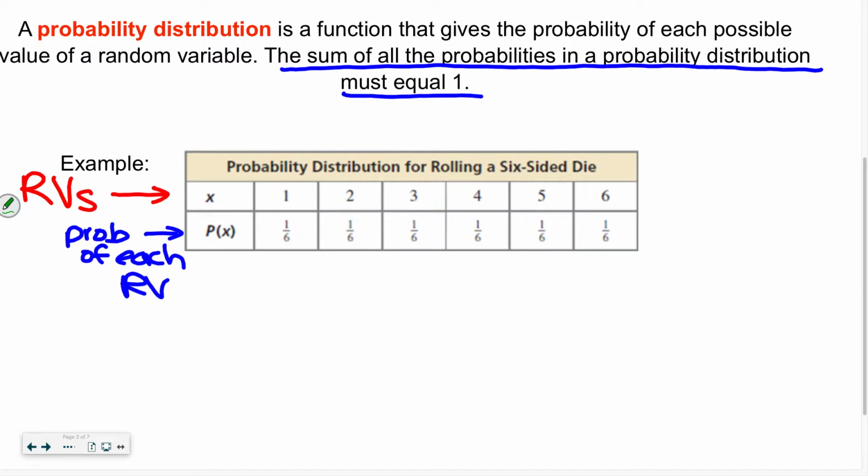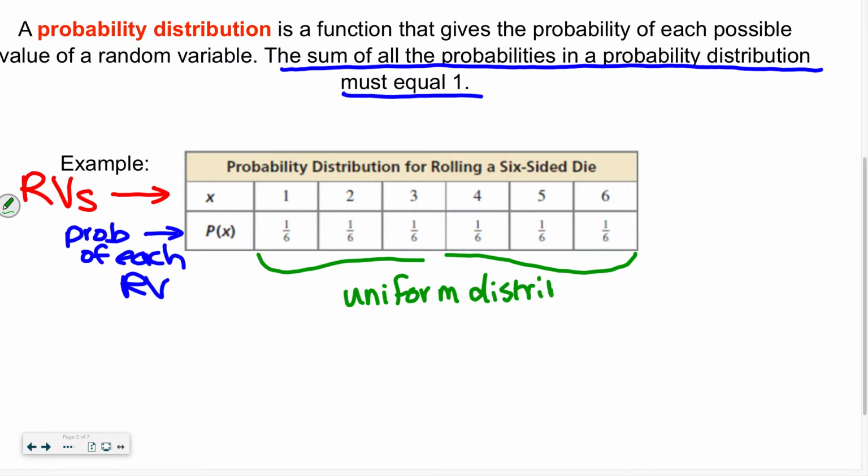Now, some probability distributions have special names. This is one of them. Because your probabilities are all the same, this is called a uniform distribution. Now, not every probability distribution is uniform. Only those that have the same probability for every single random variable. Okay, so this is a special one.